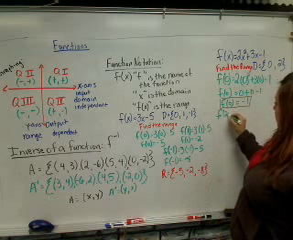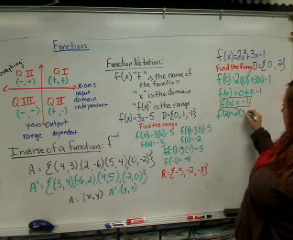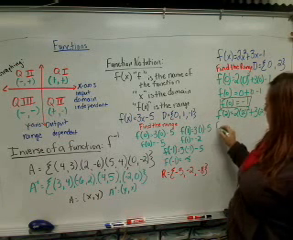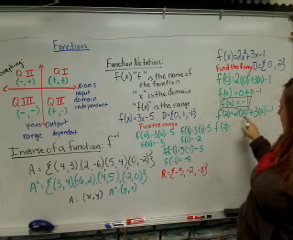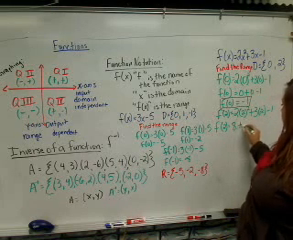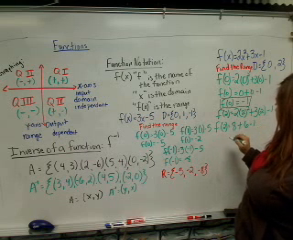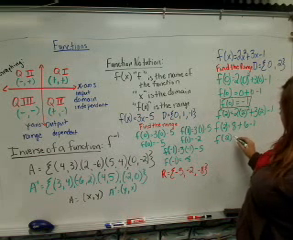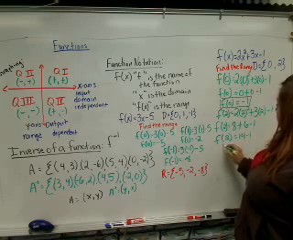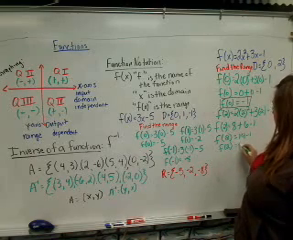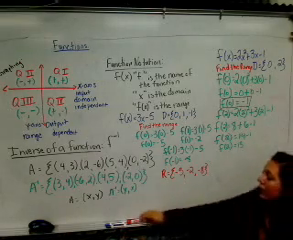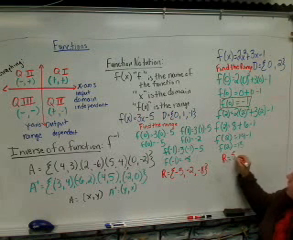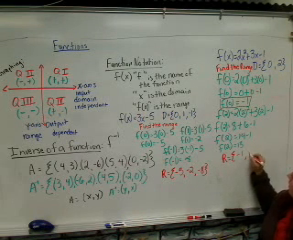So f of 2, so 2 times 2 squared plus 3 times 2 minus 1. F of 2 is the same thing as saying 4 times 2, 8, plus 6 minus 1. Okay, f of 2, 8 plus 6 is 14, minus 1, so f of 2 equals 13. So then therefore, our range values for this domain of 0, 2 is going to equal -1 and 13.